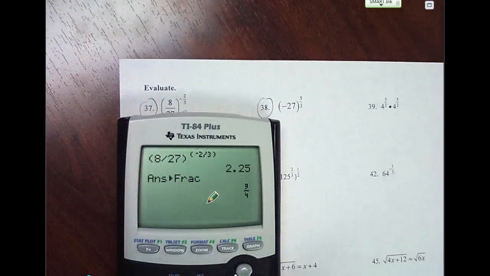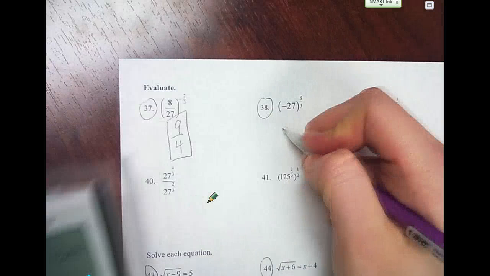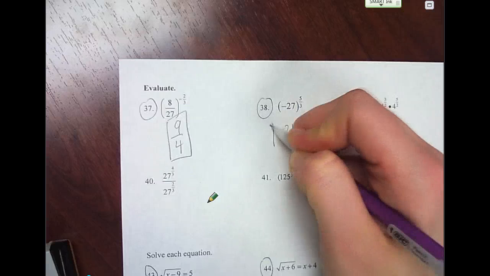Okay, 38. I have in parentheses negative 27 raised to the 5/3. Negative 243.